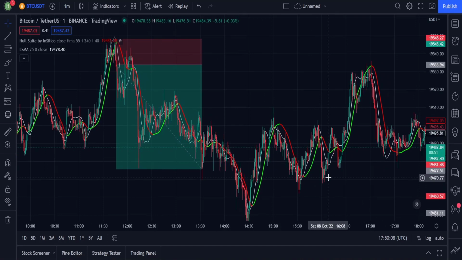So traders, definitely give the strategy a try, but make sure you do the proper backtesting and forward testing before trading live.